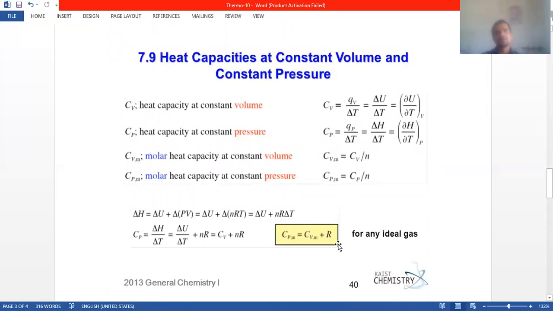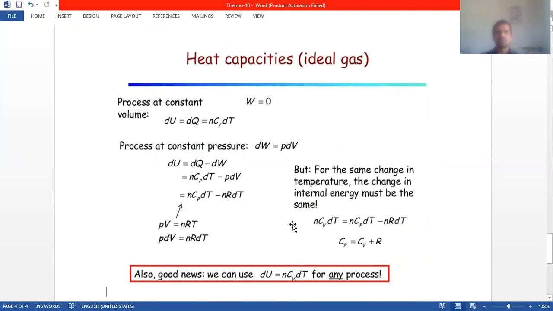Heat capacity at constant volume and constant pressure: CV is the heat capacity at constant volume, given by this equation. Then heat capacity at constant pressure is given by this equation. Then molar heat capacity at constant volume, and molar heat capacity at constant pressure. So these are the equations for the heat capacities of ideal gases.